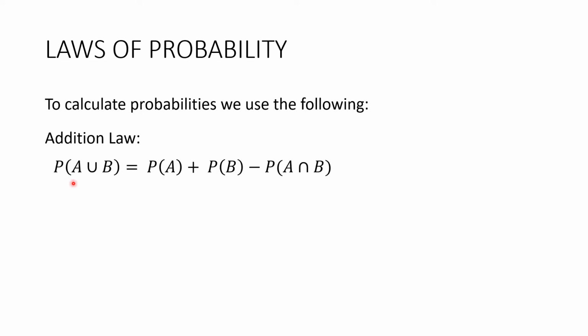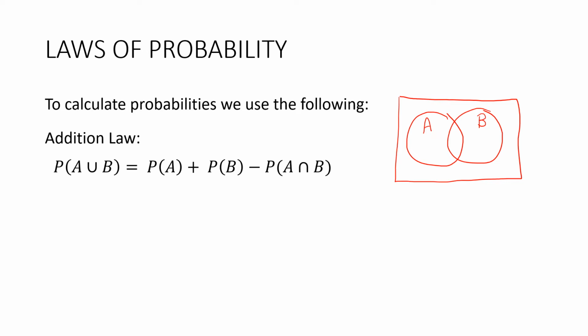It says that the probability of A union B is equal to the probability of A plus the probability of B, take away the probability of A intersection B. We can see this easily from a Venn diagram. Suppose we have overlapping sets A and B, and we want to find the probability of the union of those two sets. If we add the probability of A plus the probability of B, we've added this overlap twice. So all we have to do is take one of them away. That's the addition law.